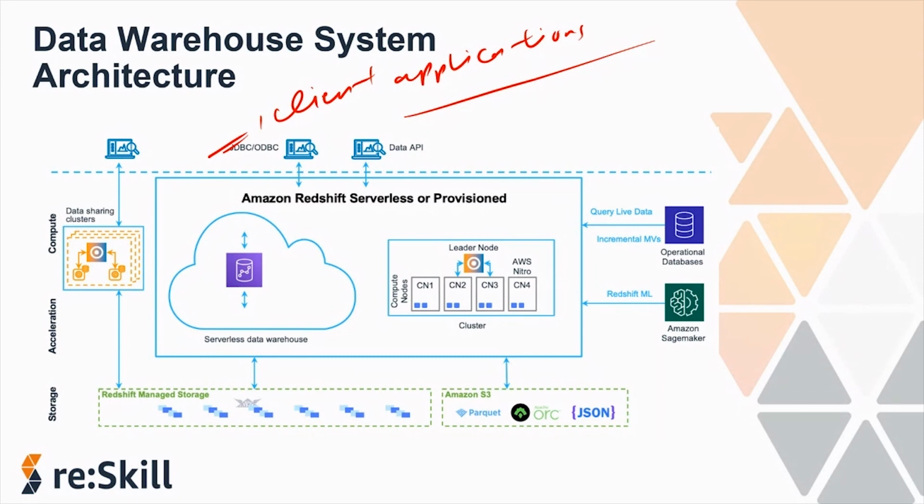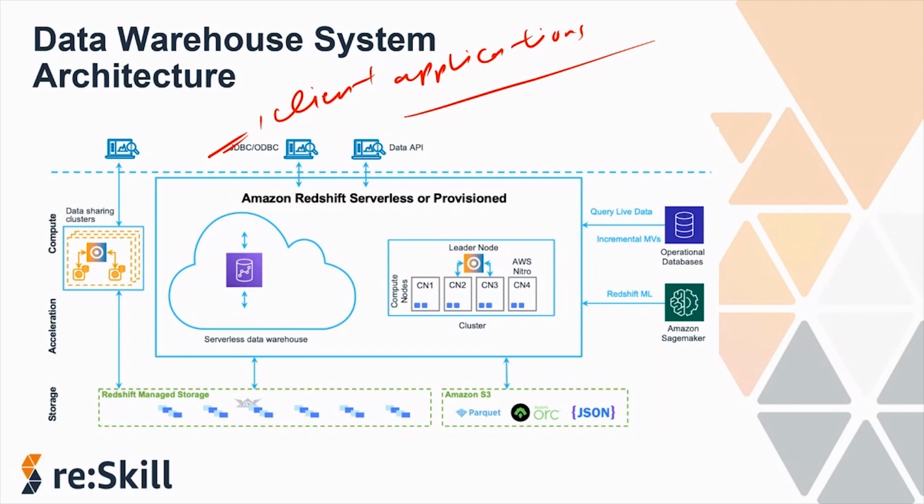Redshift is based on open standard PostgreSQL. So most existing SQL client applications will work with only minimal changes. Then we have clusters. Redshift is defined in terms of Redshift clusters. A Redshift cluster is the core infrastructure component of a Redshift data warehouse. This cluster is composed of one or more compute nodes. And in the background, in the simplest terms, there will be EC2 instances running.